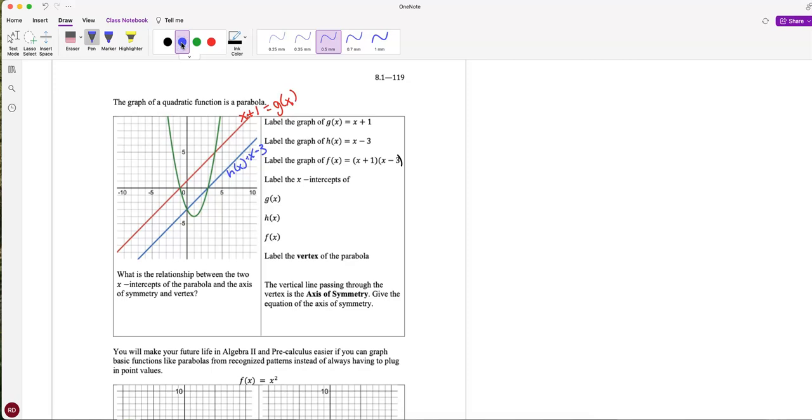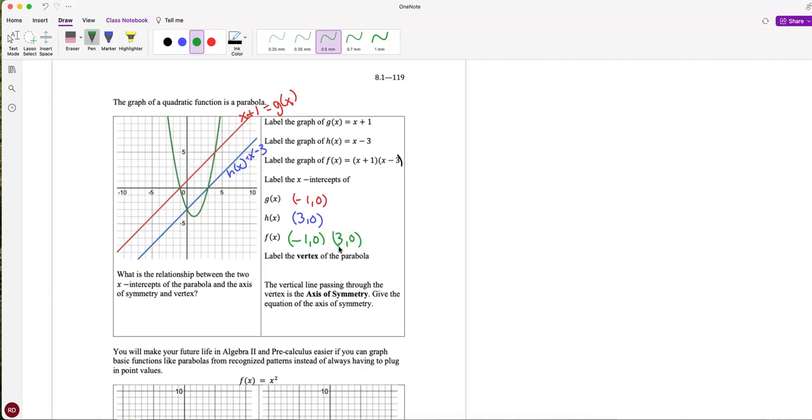So what were the x-intercepts of g of x? Where did I cross the x-axis with the red? Negative 1, 0. h of x, where did I cross the x-axis with the blue? At 3, 0. Now look at the green one. Where are its x-intercepts? It has 2. Negative 1, 0 and 3, 0.